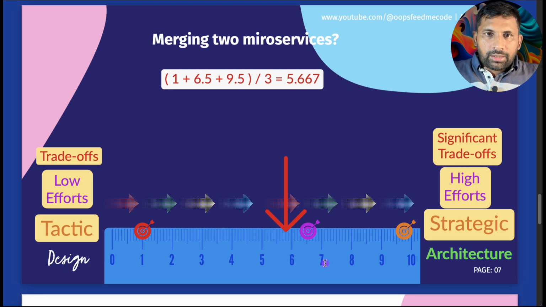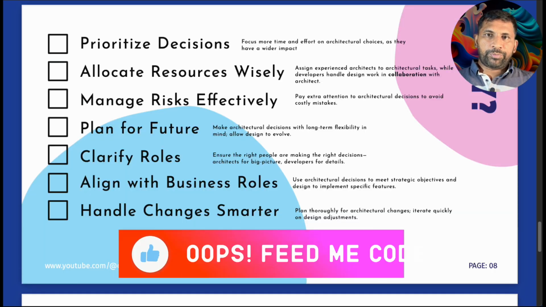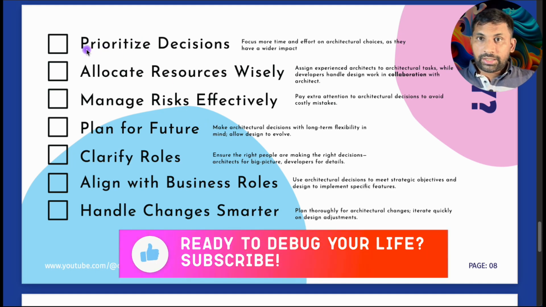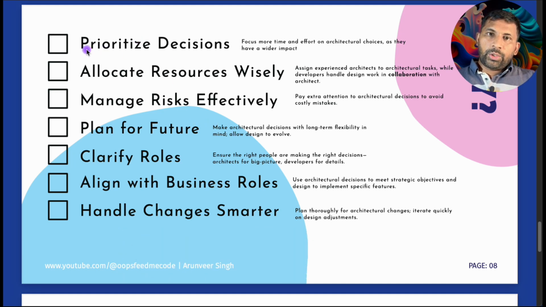So now the point is, let's say I pick up an item and I use this strategy to decide whether it is design or architecture. What should I do with this information? Why do I even need this information? So the reason is here. With the help of this information, you can prioritize your decisions. For example, you can focus more time and effort on architectural choices as they have a wider impact. You can allocate your resources wisely.